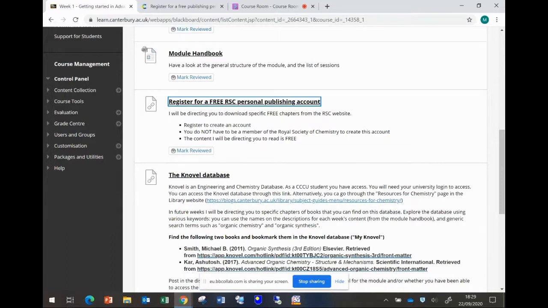In particular for this module, you're free to explore what you can access in their database. Specifically, I will be directing you to particular chapters of books. The books themselves are pay, you need to pay to read them, but they have chapters that are free access. I will always direct you to resources that are free access. So I have selected a few chapters that I will direct you to read throughout the next few weeks. So it is useful if you have already a free RSC publishing account to start with.